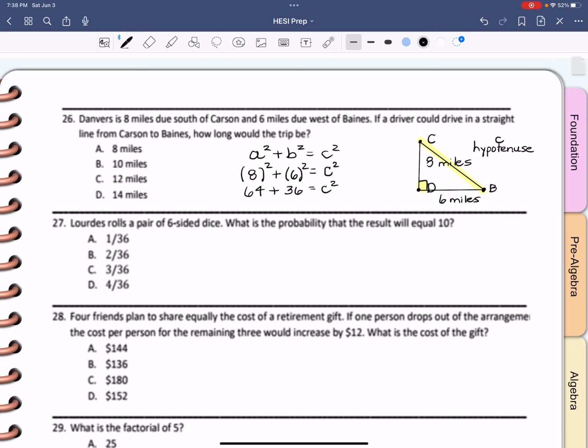Well, 64 plus 36 is 100. Well, it's not 100 miles. That wouldn't make sense. That's c squared. So we need to take the square root of both sides to get 10. If someone is driving, draw the picture, and it will help you.